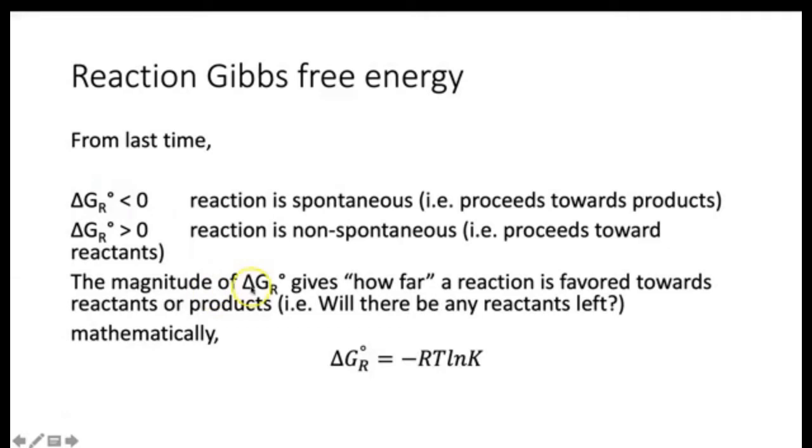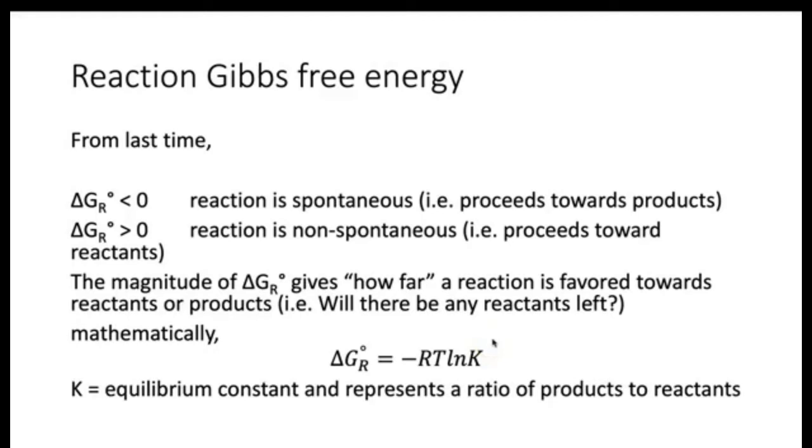The reaction Gibbs free energy is equal to negative RT natural log of K. R is our gas constant. T is our temperature in Kelvin. Celsius has that zero in the wrong place, so we can never use Celsius. And then natural log of K.